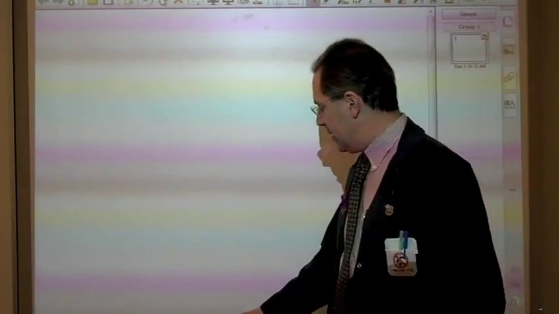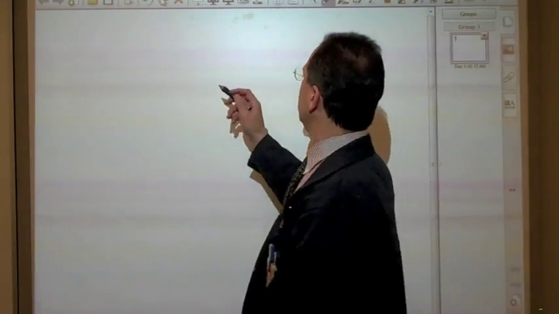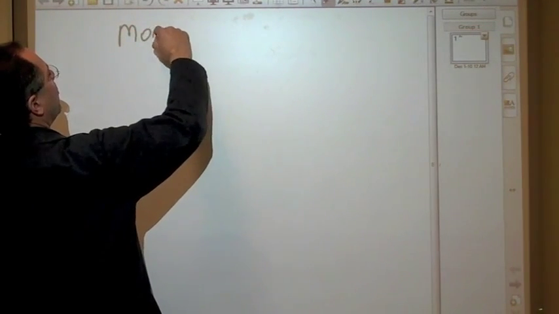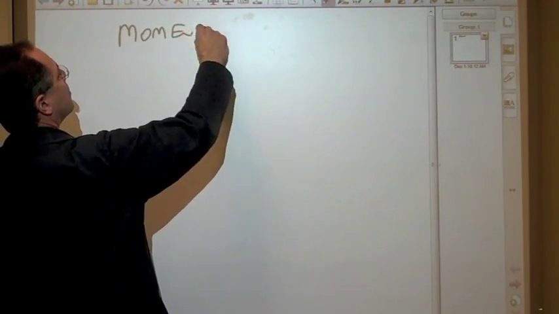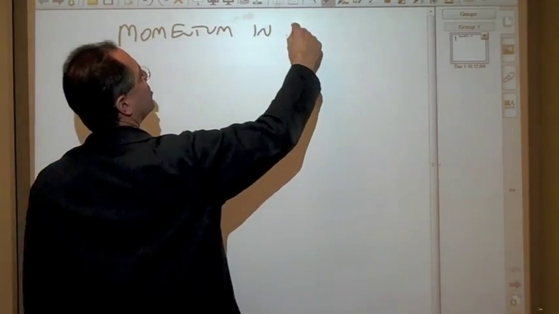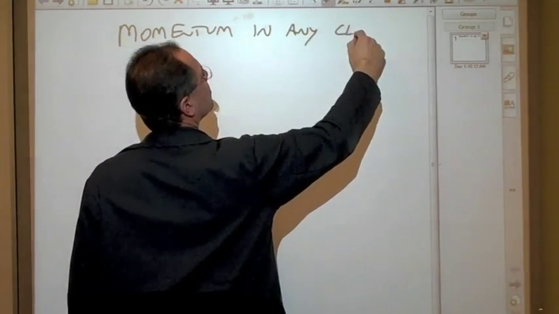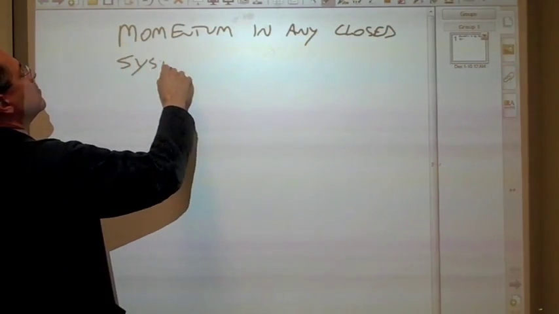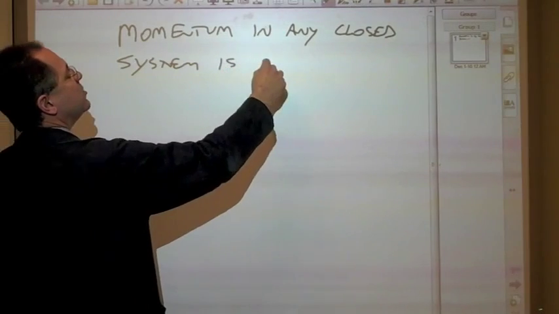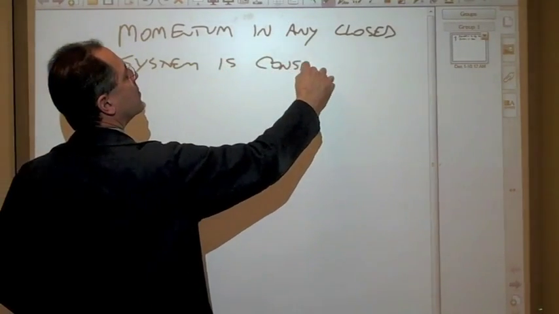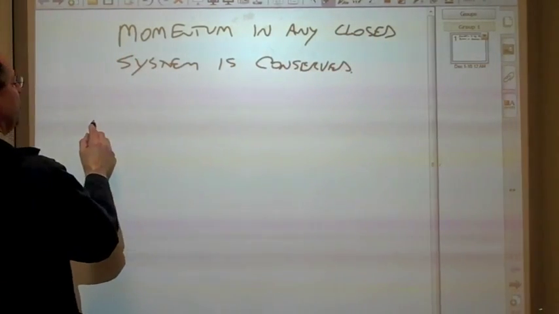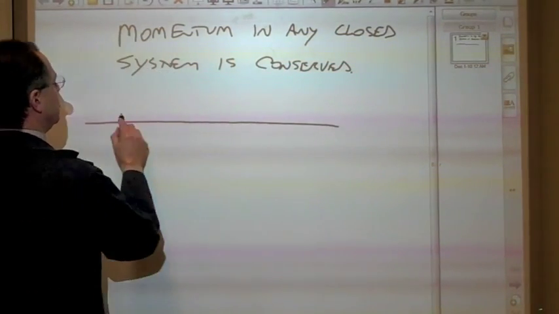Okay, welcome back. Let's take a look real quick at the situation we just saw. Again, momentum in any closed system is conserved. Our closed system is two carts.